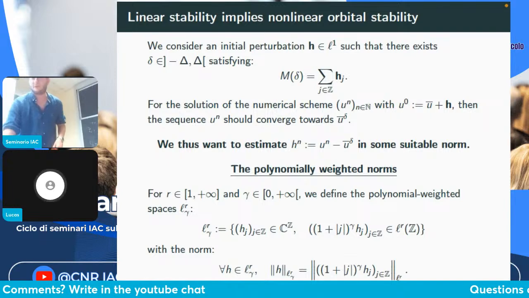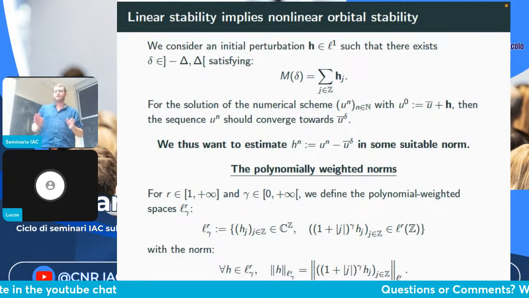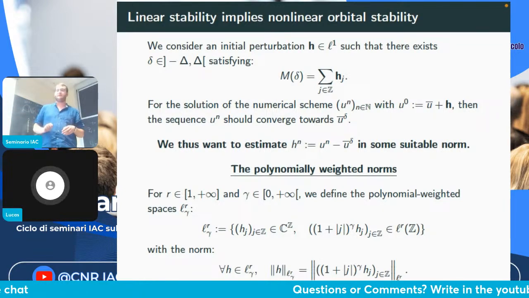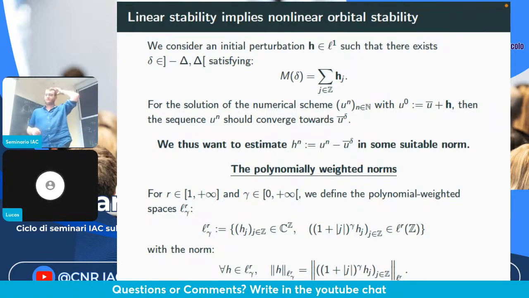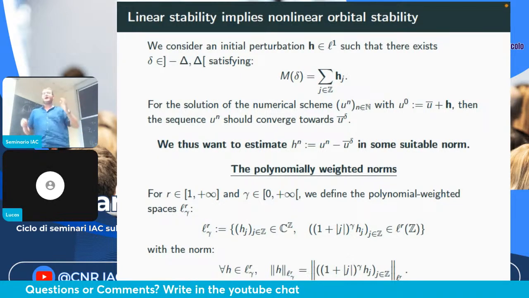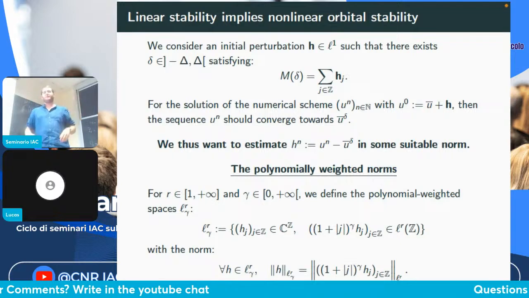Now, to finish, I will present just quickly the results on the nonlinear orbital stability. So, with regards to this, I will just recall what I introduced a little bit earlier.